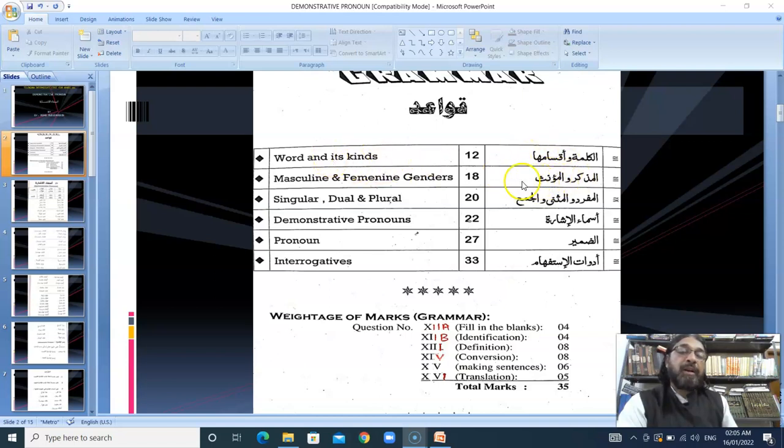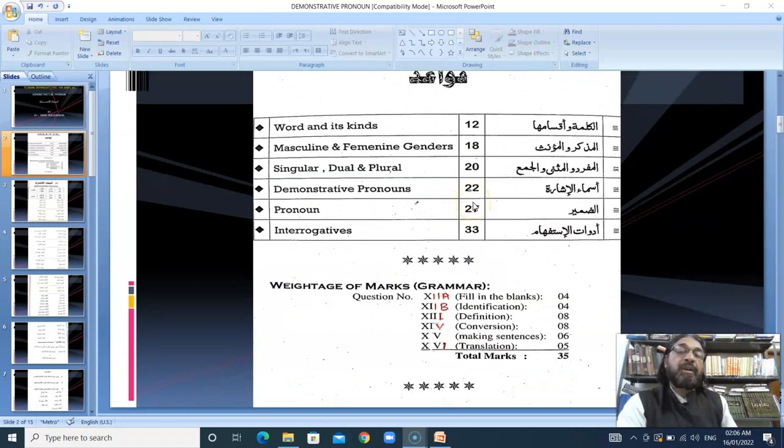Al-kalimatu wa aqsamuha, al-mudhakkar wal-muannath, al-mufrad wal-muthanna wal-jama', asma'ul ishara, al-dhamir, adawatul istifham. So weightage of marks also are given here. So grammar section will be consisting of 35 marks. And right now we are going to study the Asma'ul Ishara, which is in English you can say demonstrative pronouns.